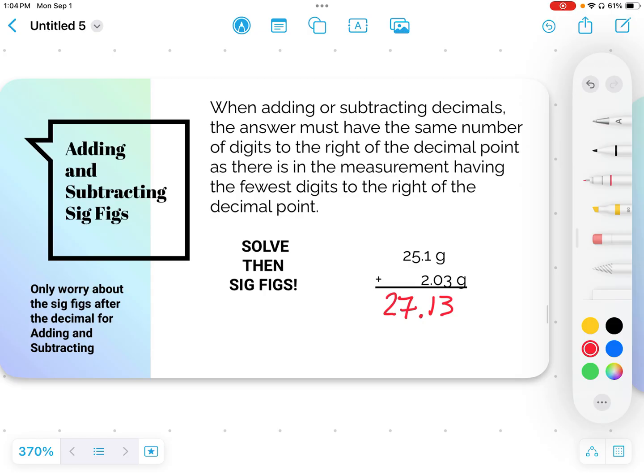Then we're going to look at our numbers here to figure out how many sig figs do we need to go to? Now, looking at 25.1, I'm just worried about what's behind the decimal. So adding, subtracting, you worry about what's behind the decimal. So I look, there's a 1, so it's telling me I have 1 sig fig.